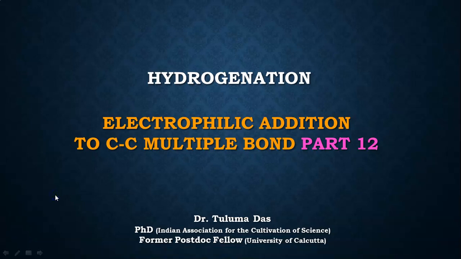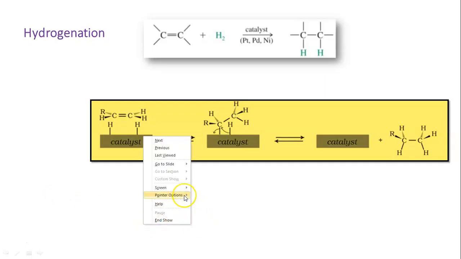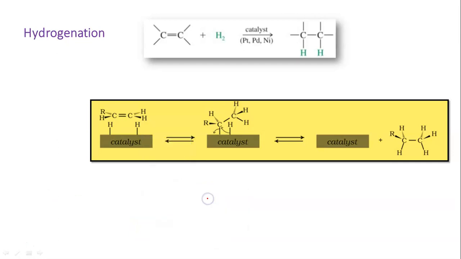Hello friends. So part 12, electrophilic addition to CC multiple bond. Topic is hydrogenation, that is addition of the simple molecule hydrogen. So for hydrogenation, here we have taken the general structure of alkene. There may be any group present, and we have used hydrogen gas in presence of metal catalyst. So this metal may be platinum, palladium, nickel, etc.